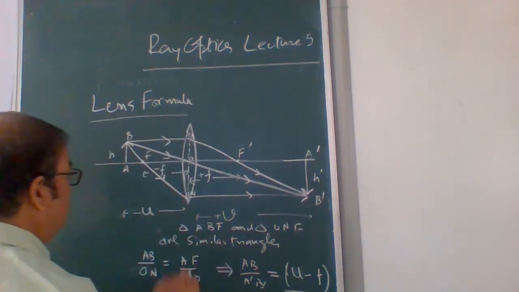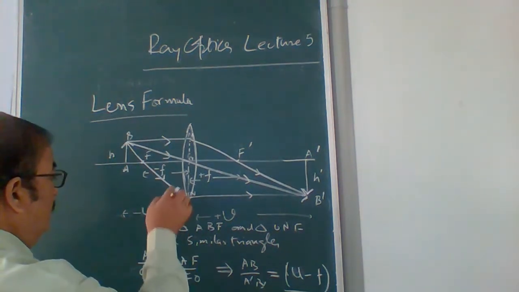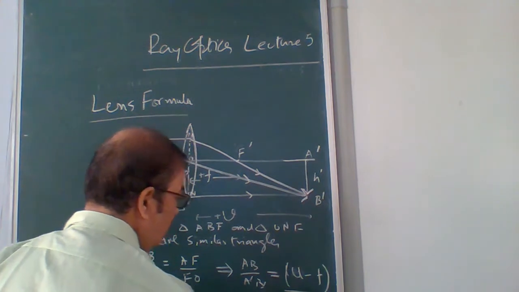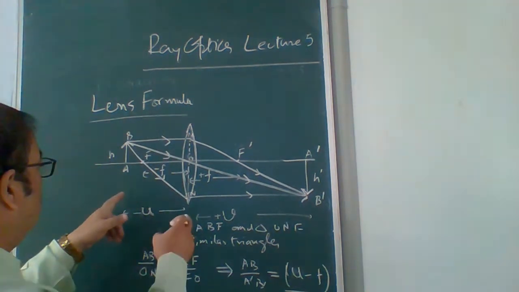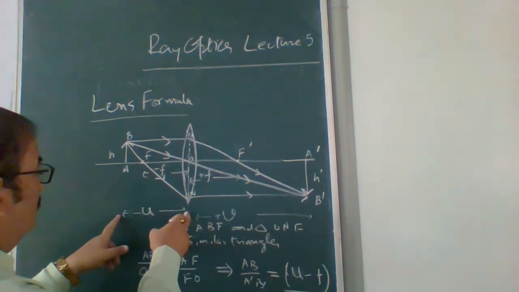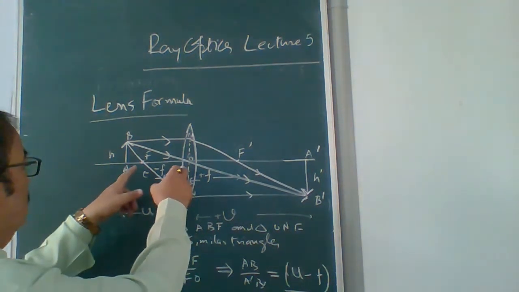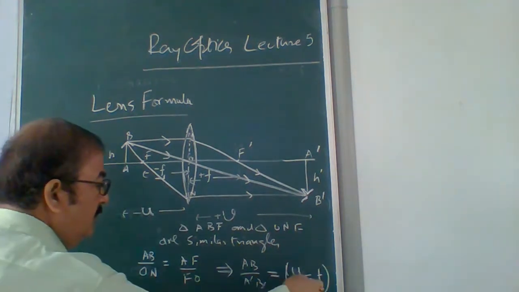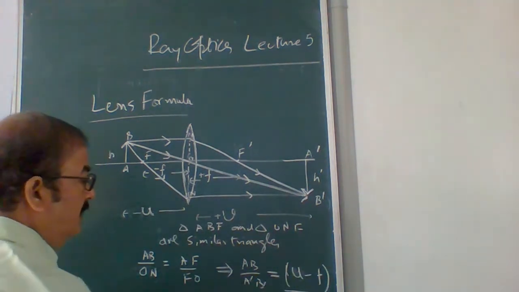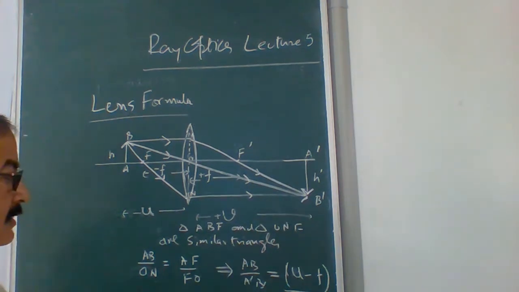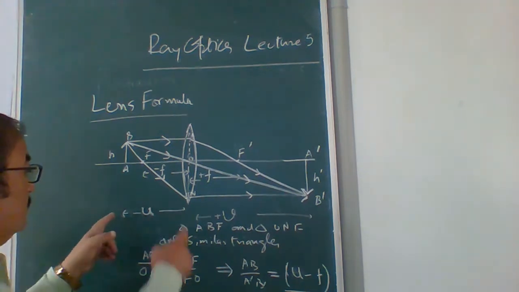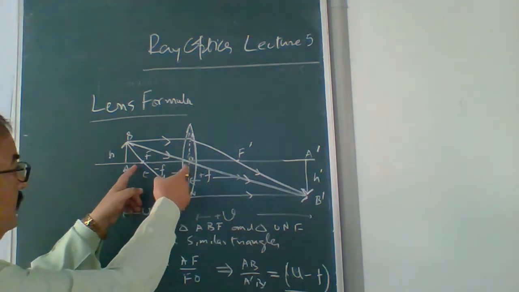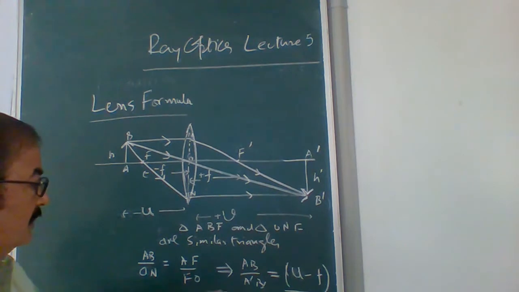Okay, and similarly we have FO is F. Now you must know that if we have this as your minus U and this as your minus F, therefore both the minus sign will be taken this side, and here also minus sign will be there, and they will just cancel out each other. We just have AB upon A dash B dash equal to U minus F, okay, divided by F.